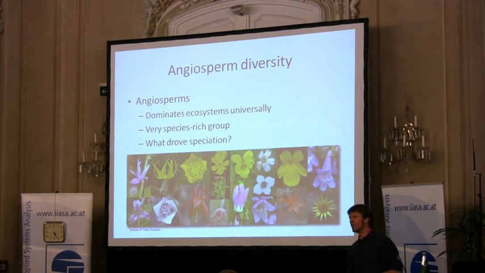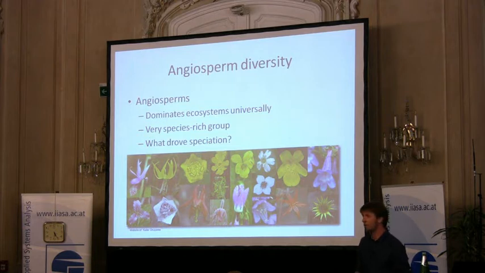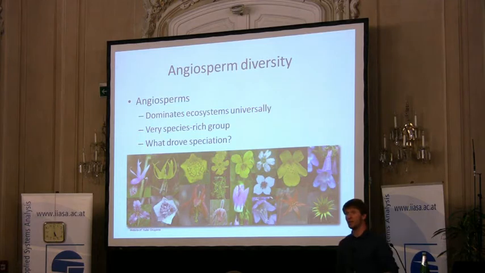Most of the talks at this conference have focused on animals or insects. Today I'm going to talk about angiosperms, which make up a very significant proportion of ecosystems all around the world. It's a very species-rich group of about 250,000 species, and therefore it's important to understand the processes that drove speciation in angiosperms.